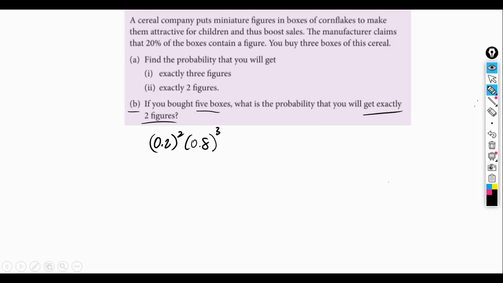Now, how many different ways can you get this? Well, that depends on how many you have to pick from what total. So it's 5 boxes, and you have to pick 2 figures. So that means 5 combination 2. In how many different ways can we pick 2 figures out of 5 boxes? So does this look familiar?